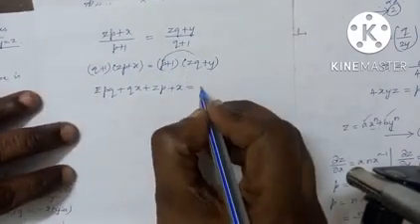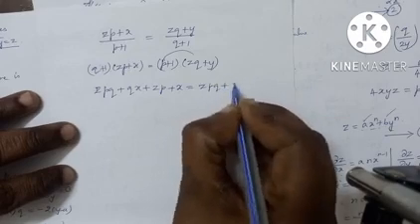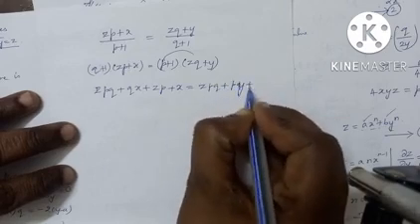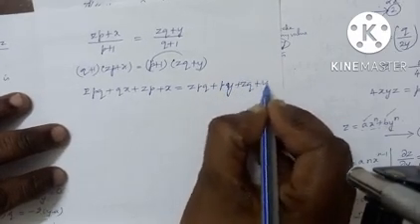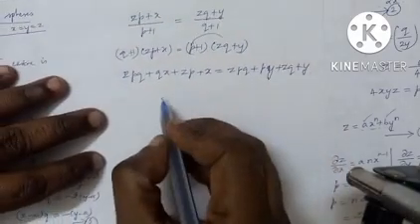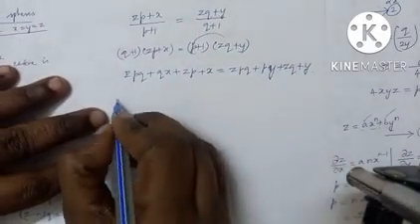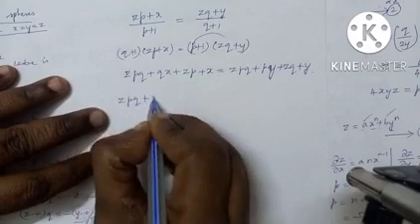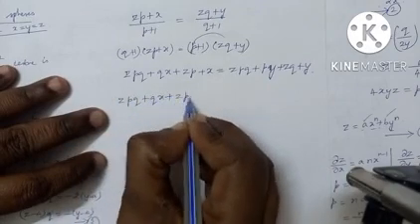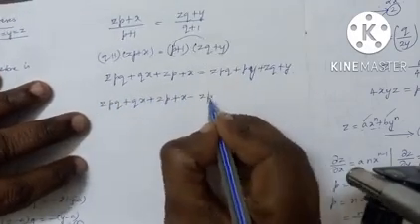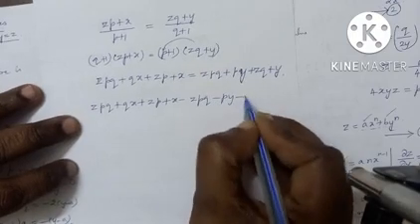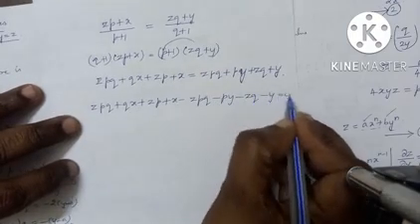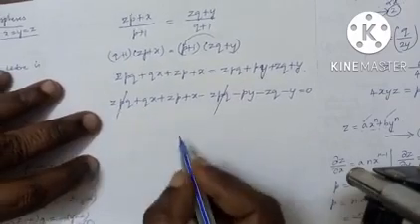Similarly here, first term into first term, first term into second term, second term into first term, second term into second term. Let us get all terms one side. ZPQ plus QX plus ZP plus X minus ZPQ minus PY minus ZQ, right? ZPQ get cancelled.